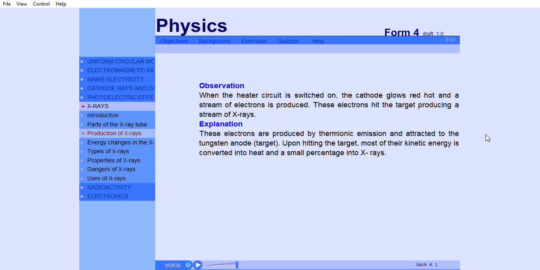Observation. When the heater circuit is switched on, the cathode glows red hot and a stream of electrons is produced. These electrons hit the target, producing a stream of X-rays. Explanation. These electrons are produced by thermionic emission and attracted to the tungsten anode or target. Upon hitting the target, most of their kinetic energy is converted into heat and a small percentage into X-rays.